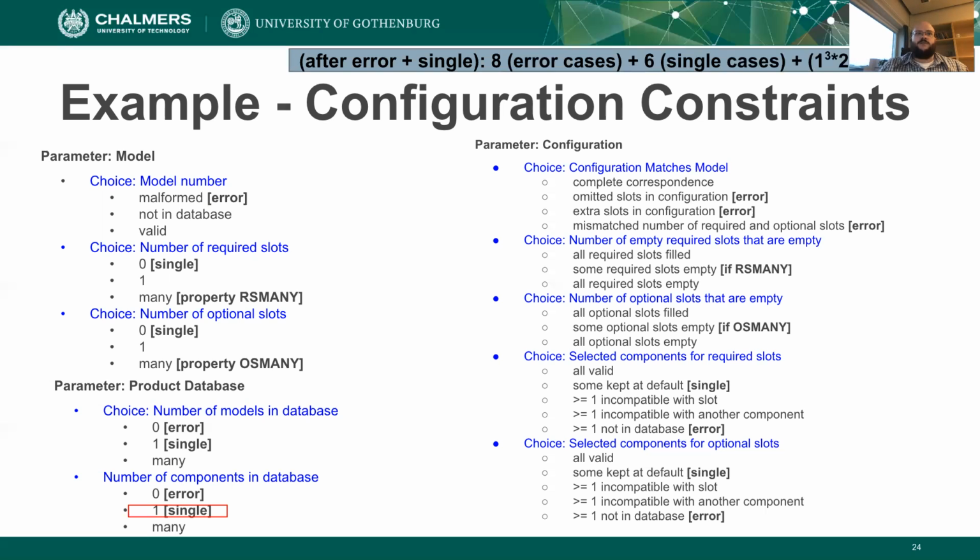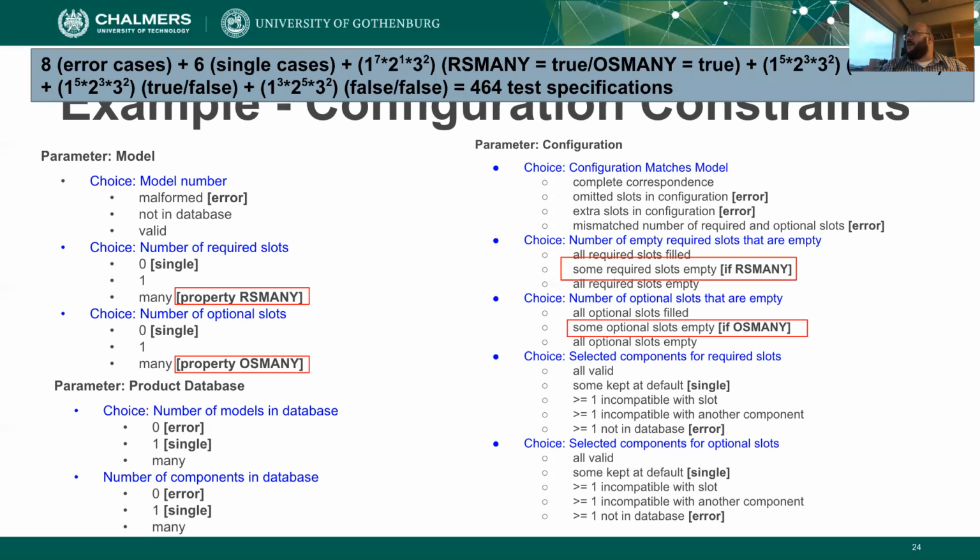That's much more reasonable. And then finally, we have these if constraints and these properties, right? So if we choose many slots, then rs many is true. And we can only choose some required slots empty if this is the choice we make, right?